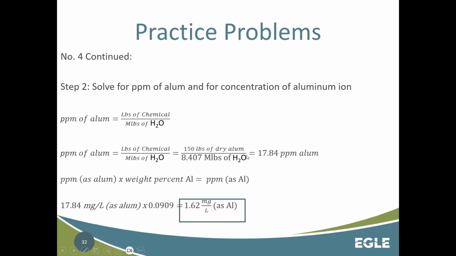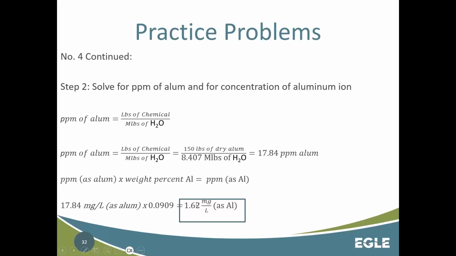So ppm as alum times the weight percent as aluminum ion is going to give us the ppm as aluminum ion. And we've got 17.84 milligrams per liter as alum times our 9.09. Of course, this had to be converted to a decimal, just moving it 2 places up.